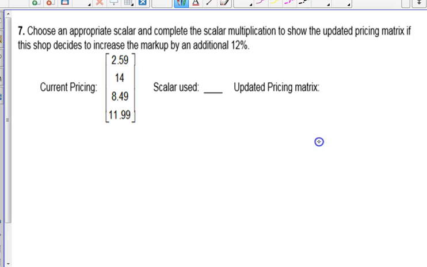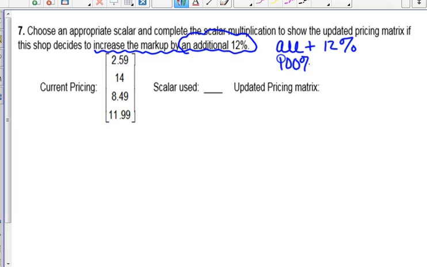Okay, I'm a little worried about this one. Okay, be careful. It says they're going to increase the markup by an additional 12%. You don't just multiply by 12, okay? They're going to charge all of this plus an extra 12%, or 100% of that price plus another 12%. So what are we going to multiply by? Almost. 1.12. Good job. Okay, the scalar is 1.12.